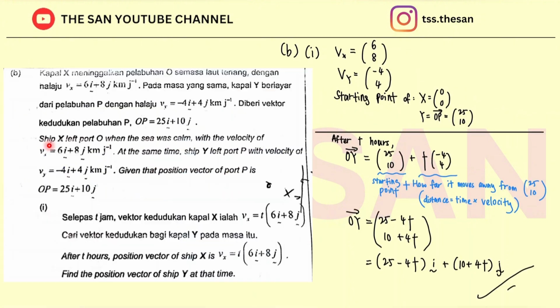So next, ship X left port O when the sea was calm. So the starting point of X is 0 because it left from the origin. So this is the velocity of X.